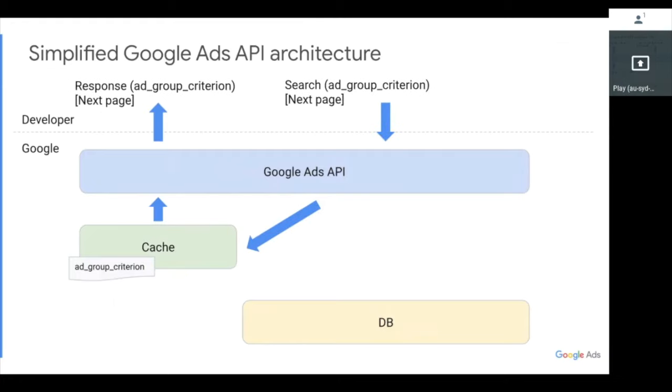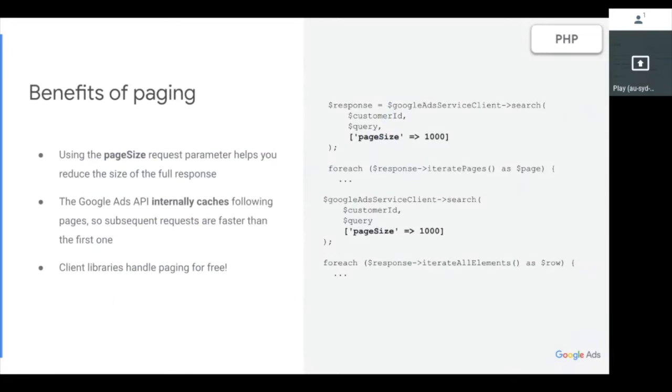In case you use a paging request, which is also available in the AdWords API as well, and request the next page, what happens here is instead of going deep down into the databases like the first page, it will be passed to the cache layer instead, and your result will be returned almost immediately from the cache layer back to you as a response. And that's exactly the benefit of using paging request.